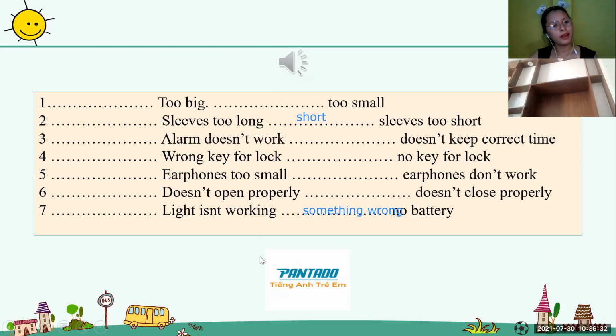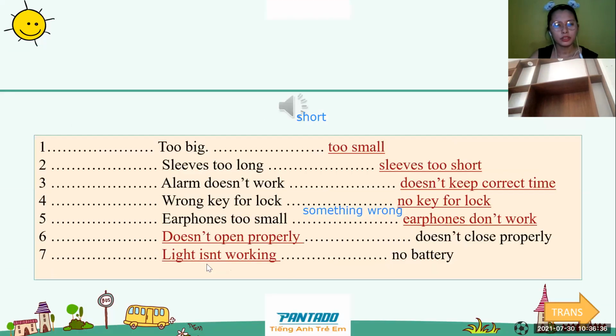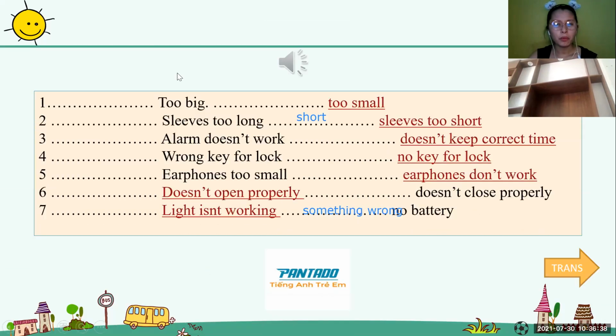Okay, so you have two answers for one to seven. The correct answer to the first one is that the item is too small. That's why the customer looked for a bigger one. Okay, number two, the sleeve is too short. Okay, you're correct. So the customer looked for a little bit longer one.